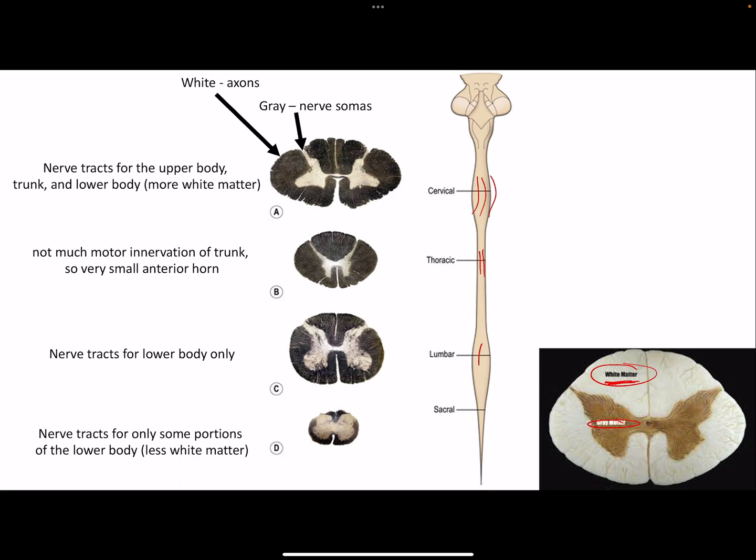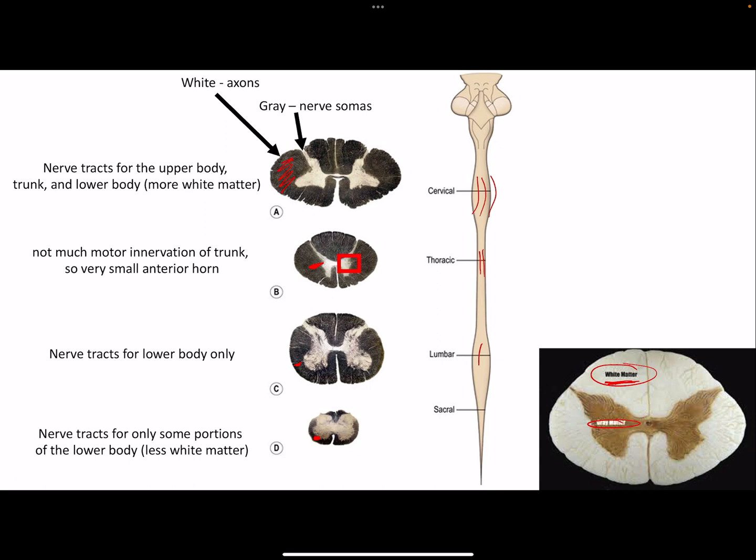So what do we see? We see that we're losing white matter as we go down, right? Because we don't need as many axon tracts. So there's very, very little axon tracts here because we just need them for the legs. Maybe a little bit more here, a little bit more here because it's the legs and the torso. And here we got a whole bunch because it's the legs, the torso, the arms. All the axon tracts have to go through the cervical layer. So you should be able to identify that just based on the white matter alone.